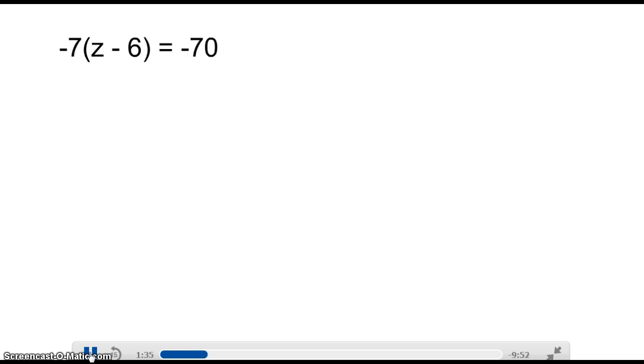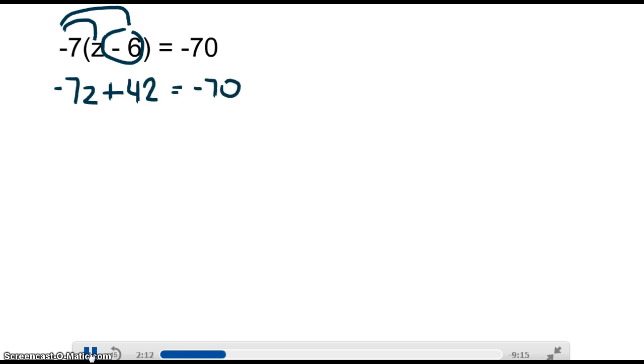Starting with our first problem, we have -7 times z minus 6 equals -70. So our first thing is we're going to take our -7 and multiply it times everything inside our parentheses. So -7 times z gives us -7z. Then we're going to multiply -7 times the -6 in the parentheses. We can't forget the sign. So a negative times a negative is a positive. 7 times 6 is 42, and that equals our -70.